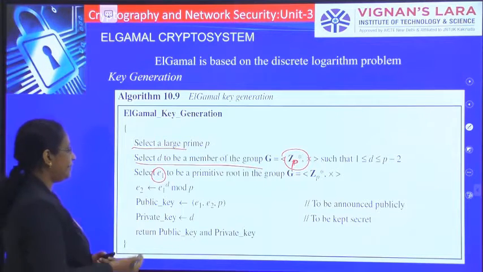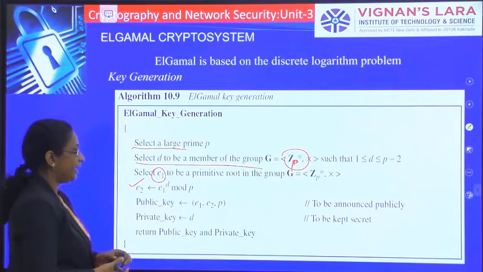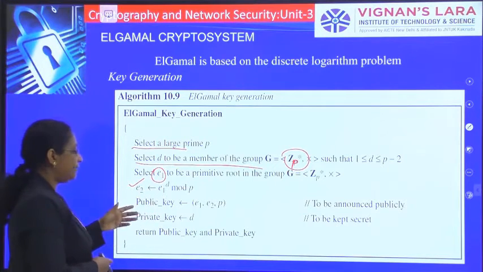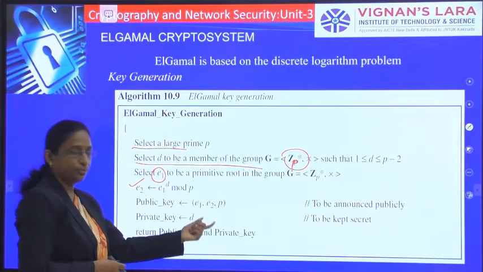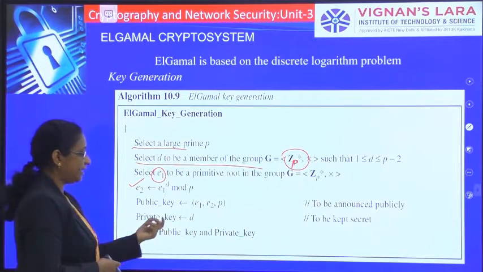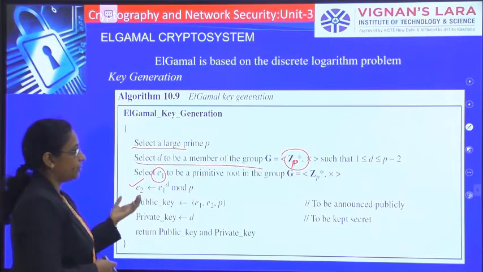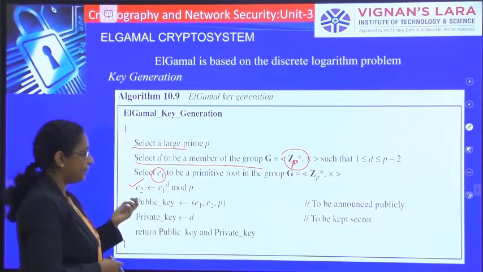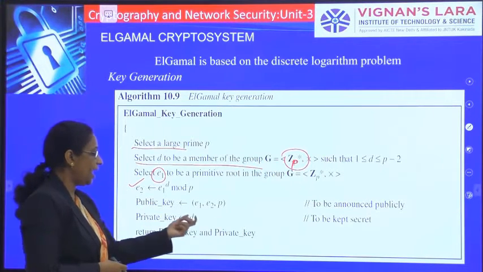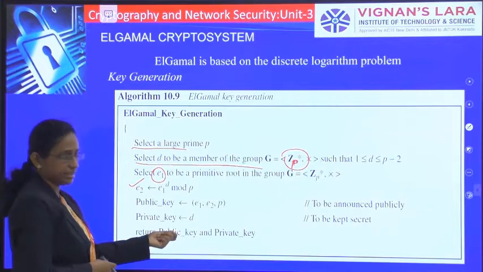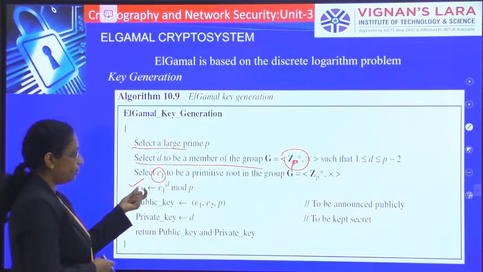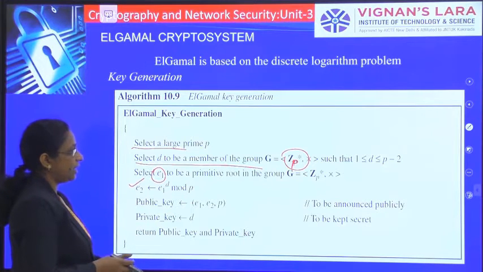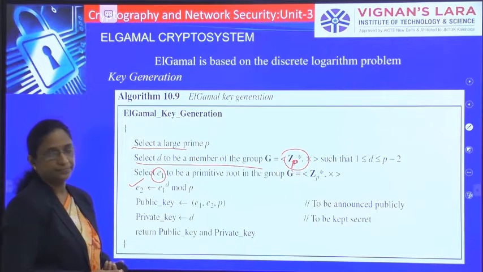And then we will be getting E2 by taking E1 to the power of D mod P, and then we will be getting the public key as E1, E2, P, and the private key as D. So this is how you will be doing the key generation, where you will be deriving E2 by taking E1 to the power of D mod P, and where D and E are elements in the group G.